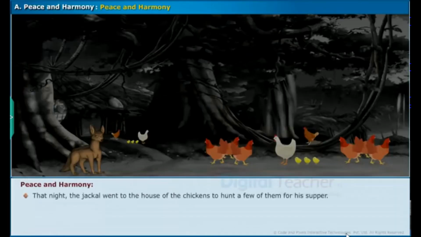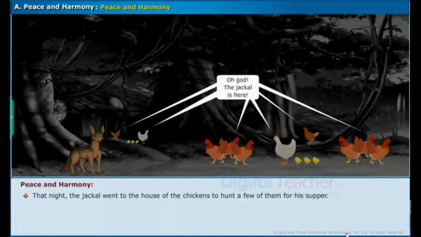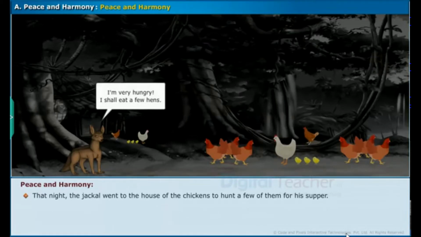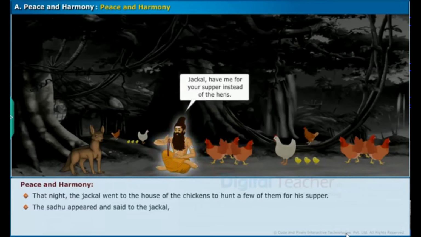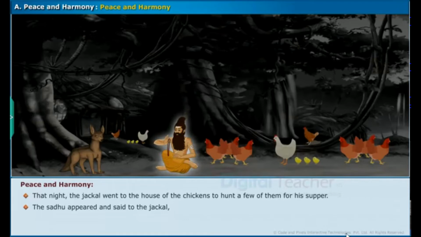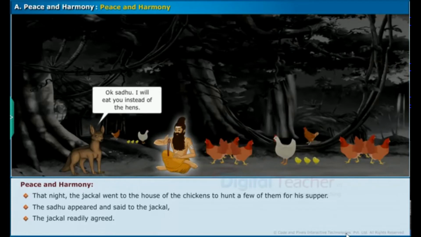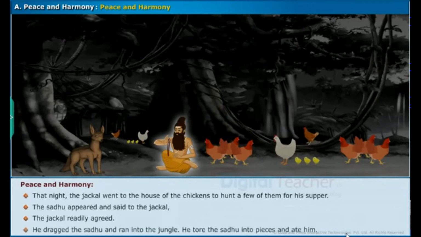That night, the jackal went to the house of the chickens to hunt a few of them for his supper. "Oh God, the jackal is here." "I am very hungry. I shall eat a few hens." The sadhu appeared and said to the jackal, "Jackal, have me for your supper instead of the hens." The jackal readily agreed. "Okay, Sadhu, I will eat you instead of the hens." He dragged the sadhu and ran into the jungle. He tore the sadhu into pieces and ate him.